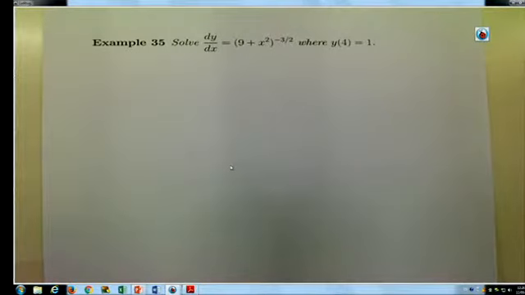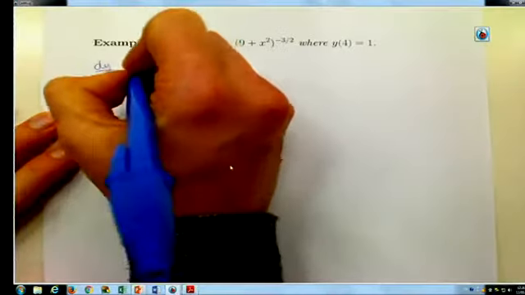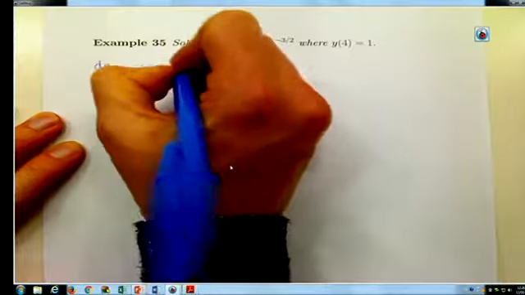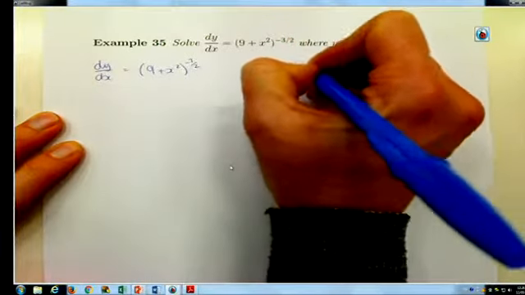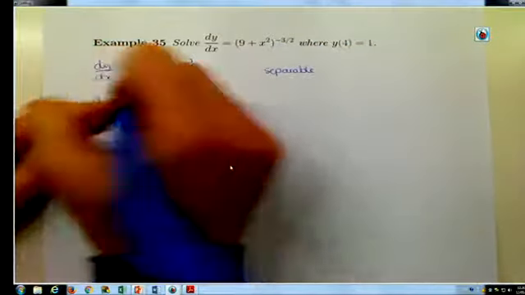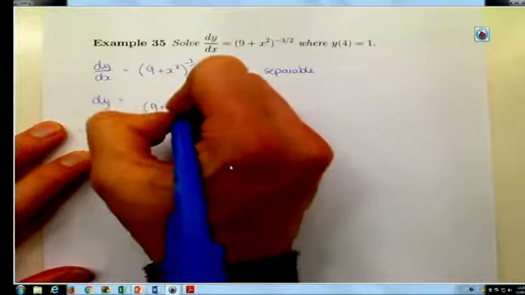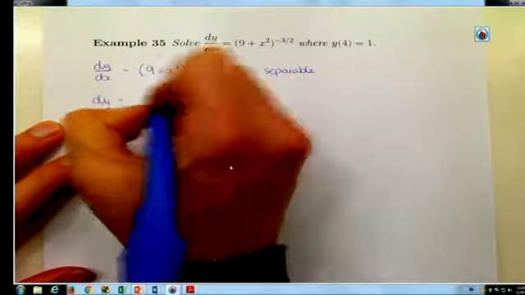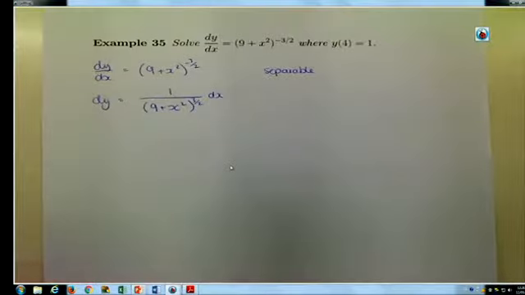All right, this is a little first order ODE and it's separable because I can get all the x's on one side and all the y's on the other side. All right, I'm going to write it like this. 9 plus x squared. Okay, and so once you've separated, then you can integrate one side with respect to y and one side with respect to x.